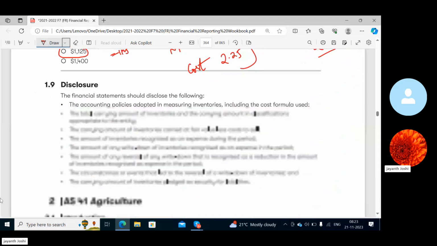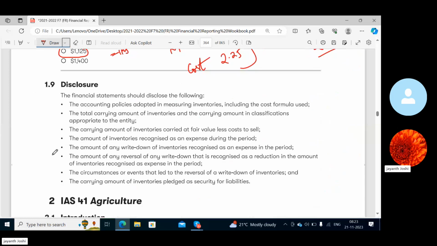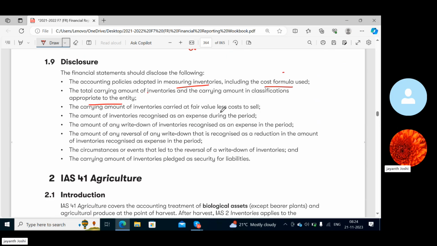And all the disclosures related to inventory should be disclosed in the disclosure section of the financial statements, that is, the footnotes. So you should show the accounting policies, what you're using for measuring inventory, and also the cost formula. The methods you're using for determining the inventory cost should be shown. Total carrying amount of inventories and carrying amount in classifications appropriate to the entity. Carrying amount of inventory means the book values, the value you're showing in the balance sheet, at fair value less cost to sell, that is at NRV.